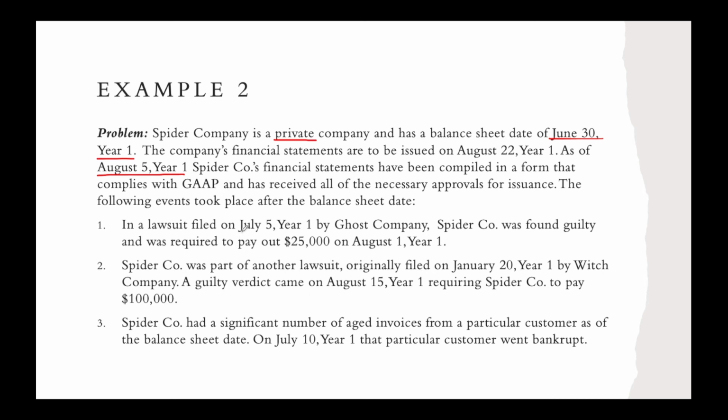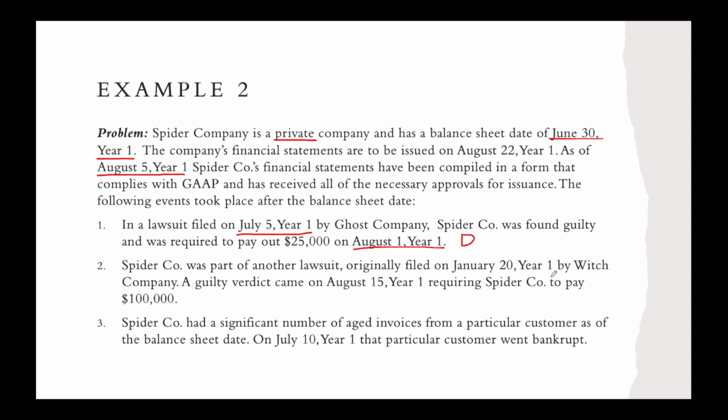So if we take a look here, this event took place on July 5th, year 1, which is after the balance sheet date, the initial event, and they were found guilty and had to pay $25,000 on August 1st, year 1, which of course is also after the balance sheet date, however, before the financial statements are available to be issued. Therefore, we would provide a disclosure only.